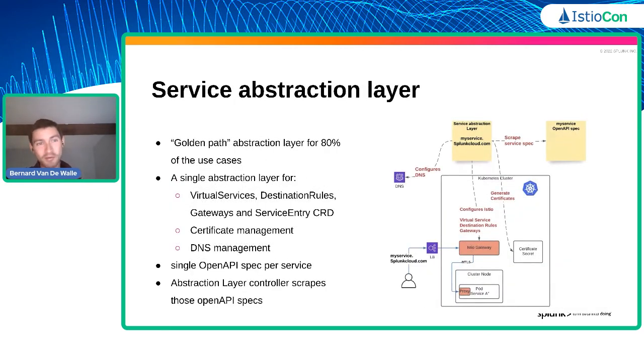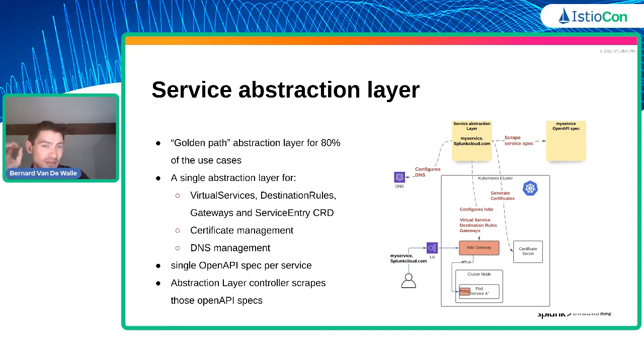Okay, so one more thing we do is we define the service abstraction layer, which is essentially a controller to make things easy for service owners. The way it works is we quickly realized that nobody wants to configure virtual services, destination rules, gateways, etc. Those are already complex enough for us. So what we did is we tried to abstract them away behind this controller, which uses an OpenAPI spec for each service, scrapes it, and then generates all of those CRDs for us.